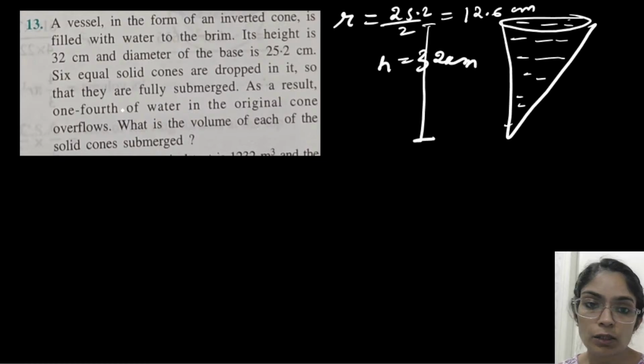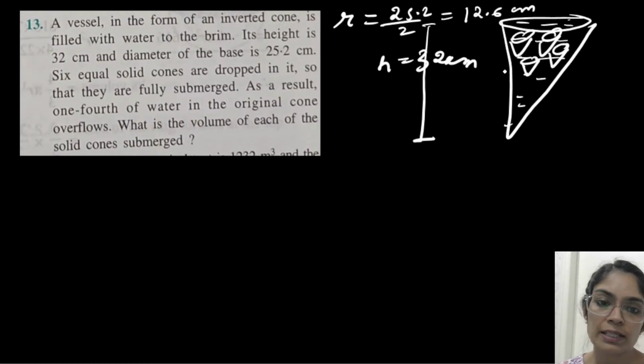6 equal solid cones. So 6 equal cones, when they are saying equal cones, that means those cones have the same height and radius. Like these 6 cones, I'll just draw in a different color. 6 equal cones are dropped into this so that they are fully submerged. As a result, 1/4 of the original water overflows.